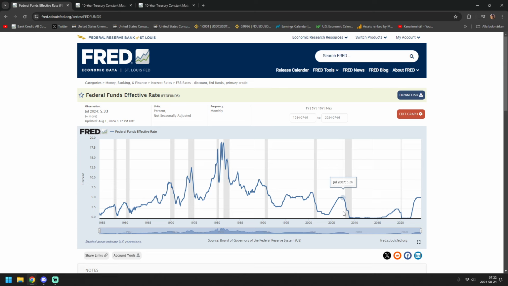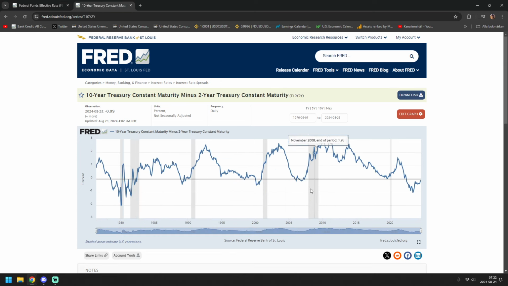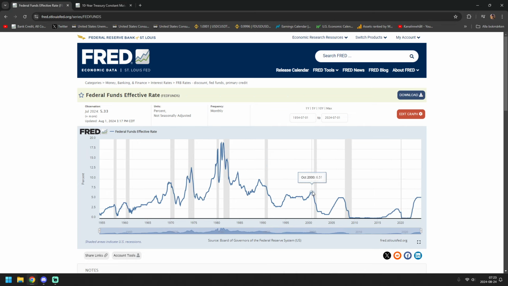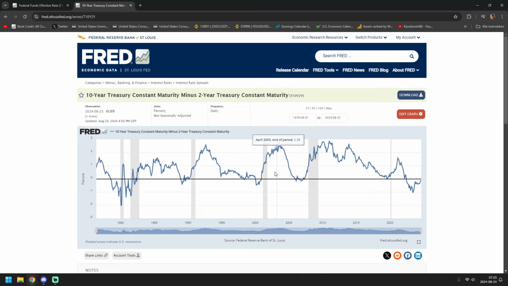What about the GFC, the global financial crisis? Was the yield curve inverted before that? Yes. Did it predict the recession? Absolutely. What about the one before the dot-com bubble? Did it predict that one? Absolutely.